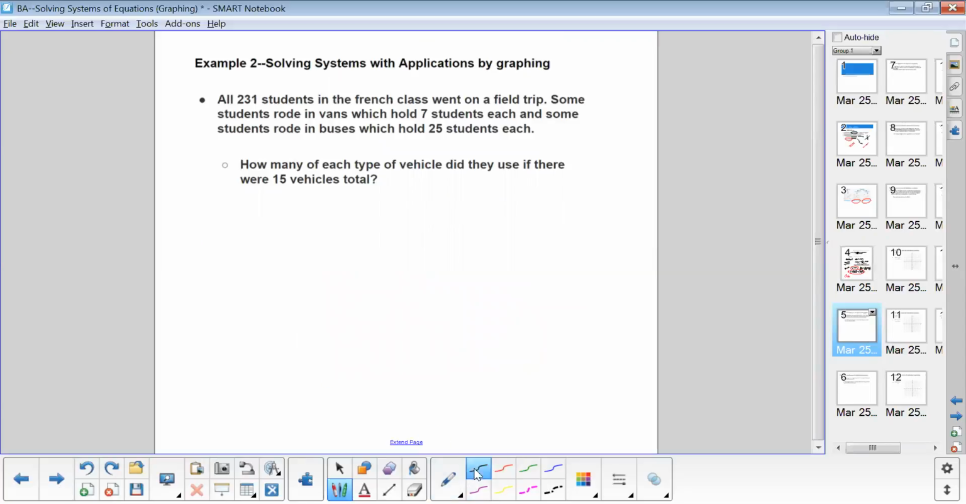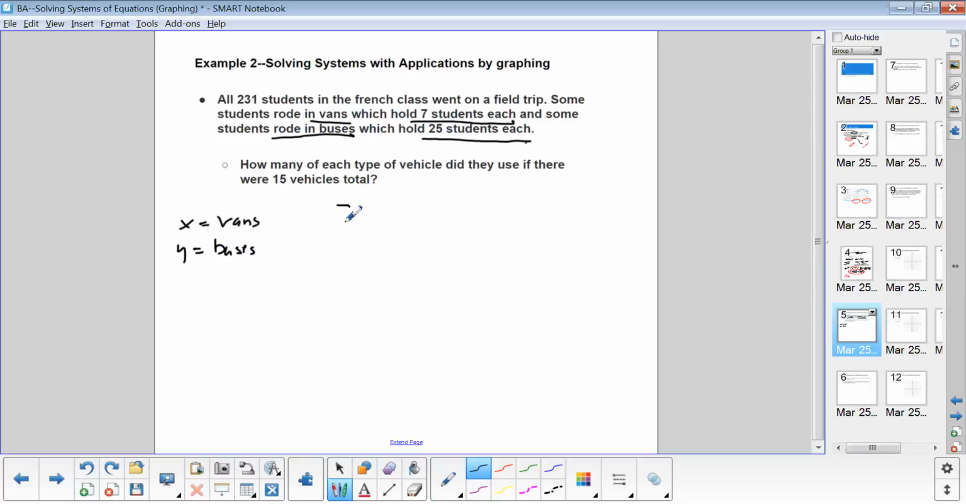Example number 2. All 231 students in French class went on a field trip. Some students rode in vans, which hold 7 students each, and some students rode in buses, which hold 25 students each. So I'm going to say X represents vans, and Y represents buses.